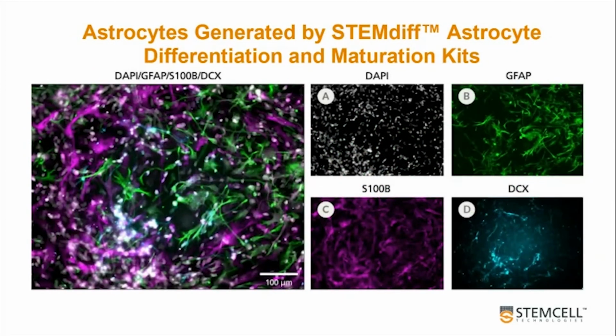These are the astrocytes generated by our kits. As we can see from these images, our products can help you get over 70% S100 beta positive and more than 60% GFAP positive astrocytes with less than 15% double cortin positive neurons.